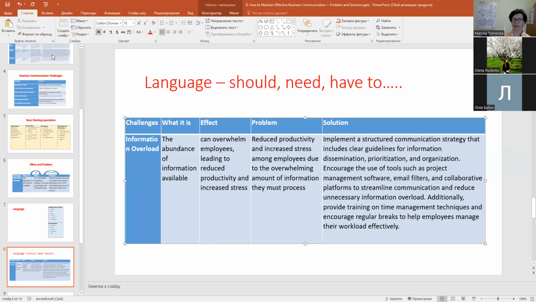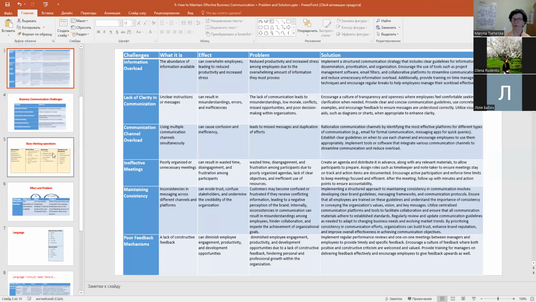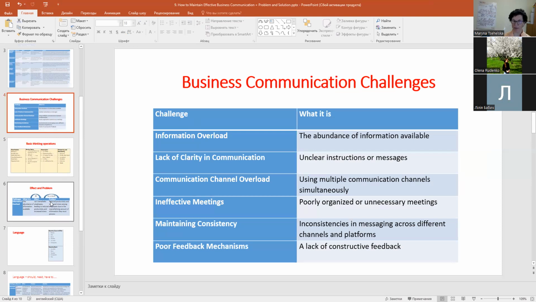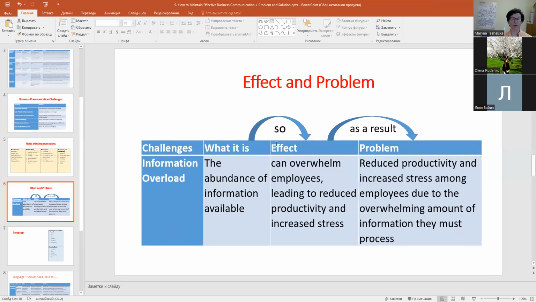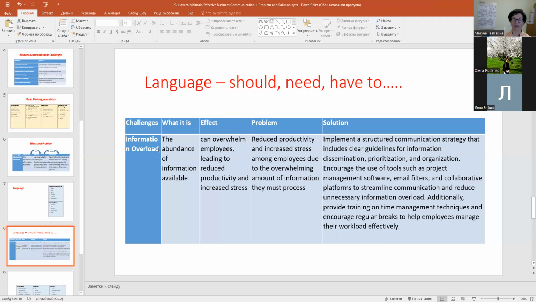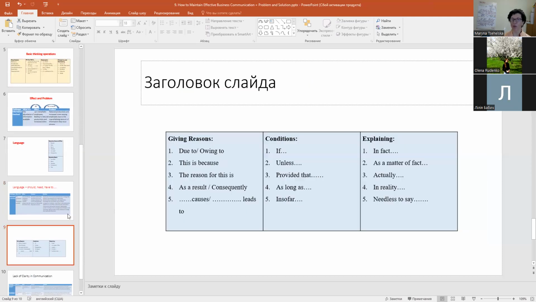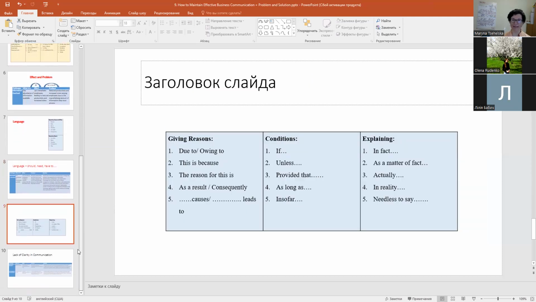So you see that today we have reviewed our basic thinking operations on how to talk about a table. We also reviewed how to talk about the effect and the problem, which is also the effect. And your task will be to talk about the solutions to a problem. And also, you see that next time we will be able to assess it.